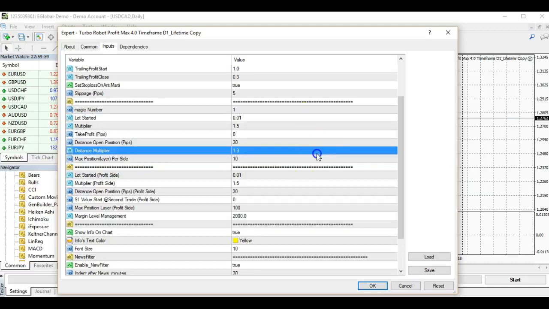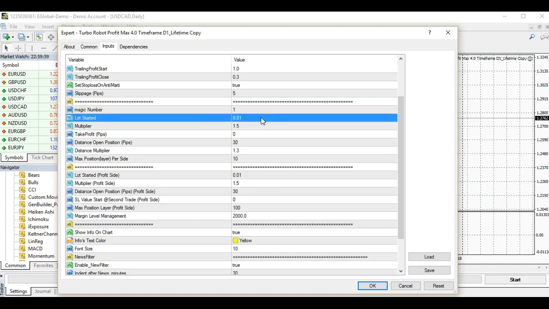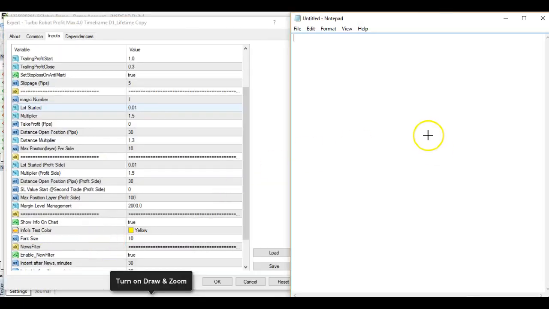All right. So go back to the first, which is lot started. Let's say your lot started is 0.01. So we can draw over here. I have a whiteboard over here, so I can explain to you better. Let's go through this one. So lot started, how does the lot started work?